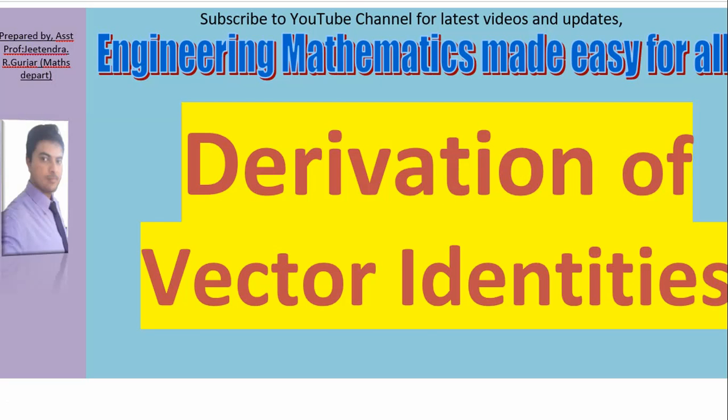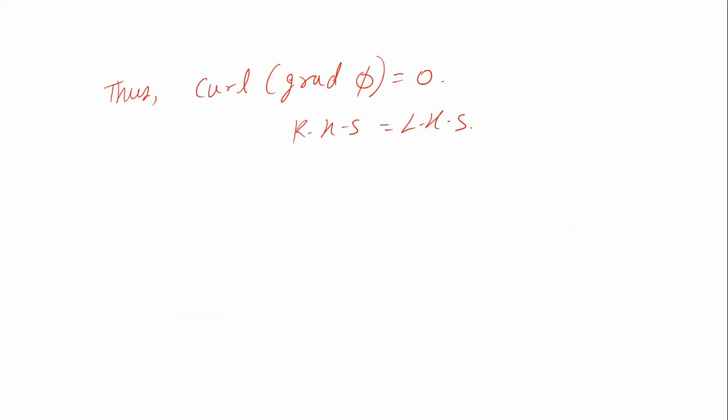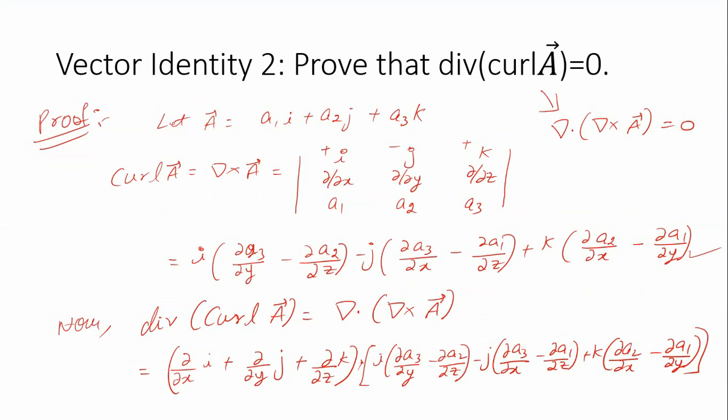Yes students, we will continue from the previous lecture. We just see today how the next identity we are going to simplify. So already we have discussed the first vector identity, second vector identity, then we already discussed vector identity 3. So very easily you can simplify this problem students.